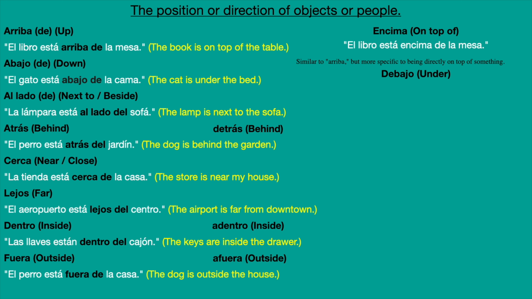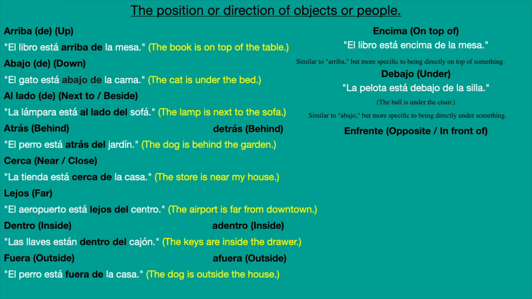So then we have debajo, under, and we have la pelota está debajo de la silla. So the ball is under the chair. So it's under. It's similar to abajo, but we're more specific, being directly under something. Okay. And enfrente, in front of.